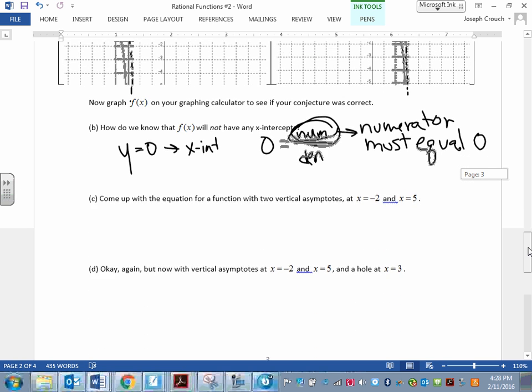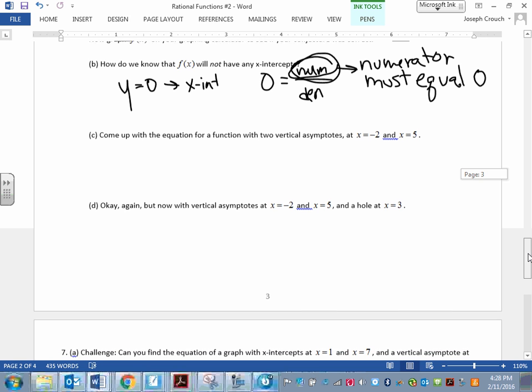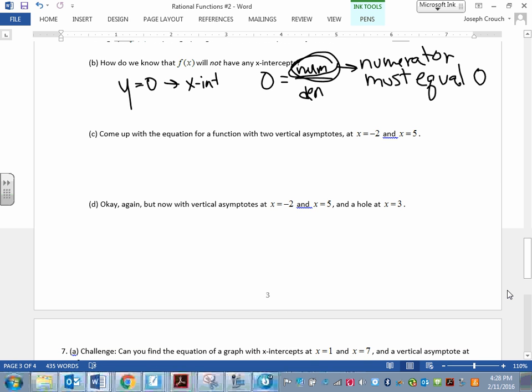All right, come up with an equation for a function that has 2 vertical asymptotes at x equals -2 and x equals 5. We've seen vertical asymptotes at a few different places. You can kind of think of this as the opposite of making an x-intercept. So instead of putting the term we want in the numerator, we put it in the denominator. So it's 1 over x plus 2. That'll give me a vertical asymptote at -2. And then I want to multiply it by the other vertical asymptote I want. So 1 over x minus 5.